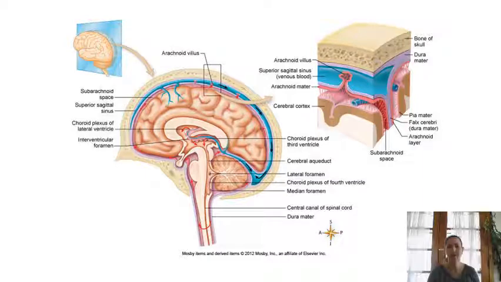Okay, so here we can see a little bit better. The zoomed in cross section of the arachnoid villus, we can see where cerebrospinal fluid is going to re-enter the bloodstream.